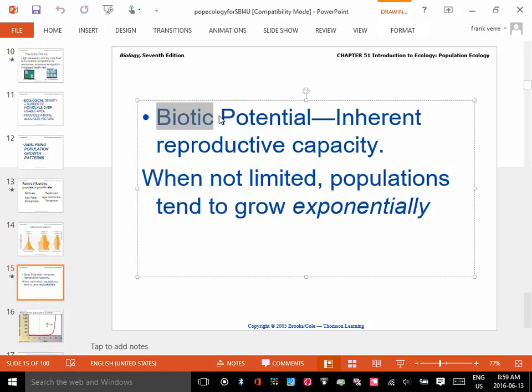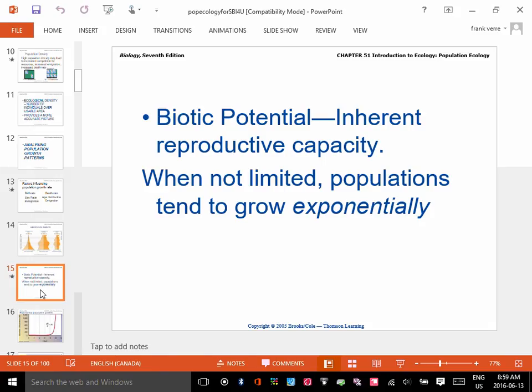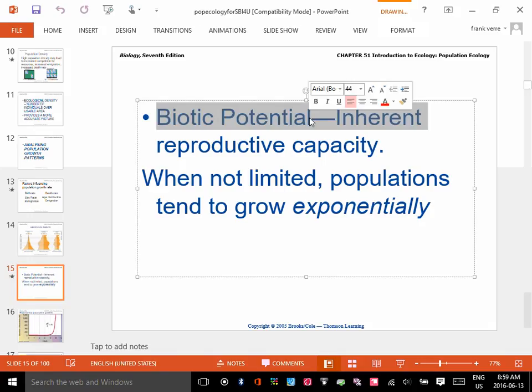So the biotic potential is the ability for a population to grow. And we talked about some factors that would affect the growth rate. But potential is not what will actually happen, okay? Because there are things that will affect the actual population. For example, the biotic potential of a fruit fly is much higher than it is for an elephant.